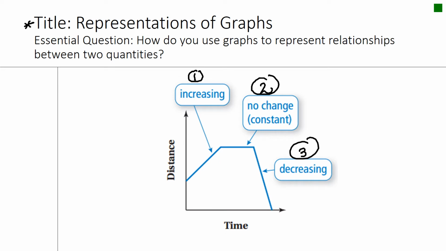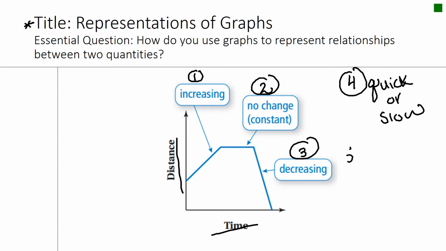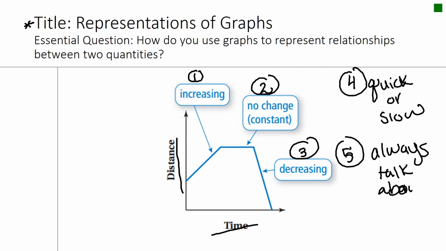The fourth thing we like to add when we're talking about graphs is how quick or how slow. And it's always important that you're talking about the units. And then five, always talk about units. Okay, if I went too quickly, please pause your video. Here are the five things that you must include or look for when you're representing graphs.